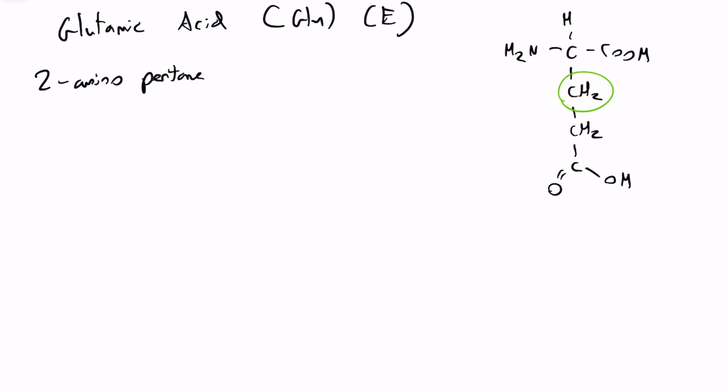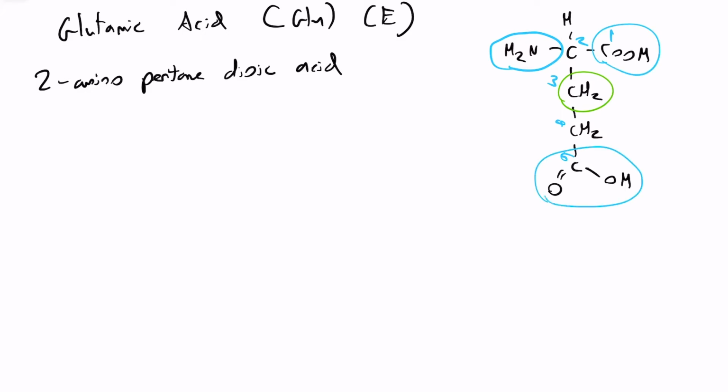2-amino-pentane dioic acid. So if we've got the first carbon here, second one, third one, fourth one, and fifth one, on the second carbon we've got an amine group. And the dioic is referring to those two carboxylic acid groups at the ends. It's also known as glutamate. I didn't really say this in the last video, but the same applies to aspartate.